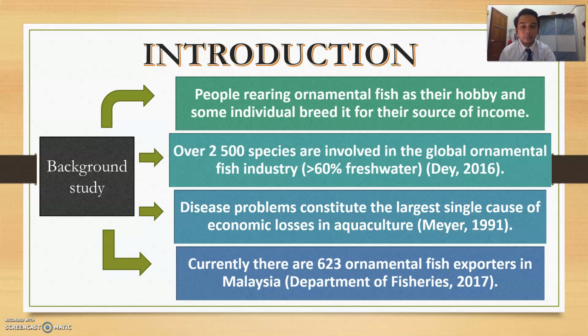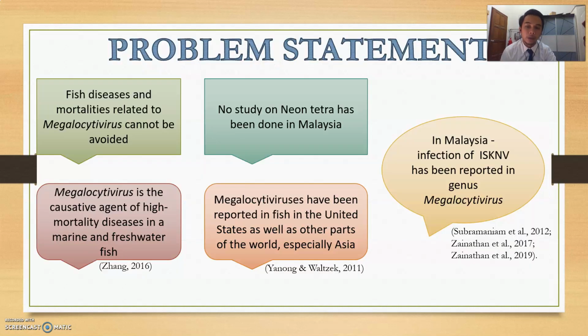For the introduction, people rear ornamental fish as a hobby, and some individuals breed them as a source of income. Over 2,500 species are involved in the global ornamental fish industry, and most of the fish are freshwater species. Currently, there are 623 ornamental fish exported from Malaysia, according to the Department of Fisheries in 2017. Moving to the problem statement.